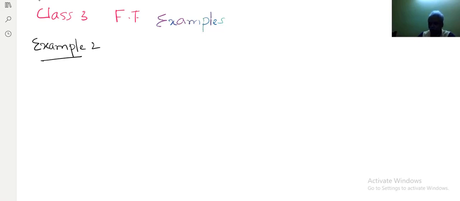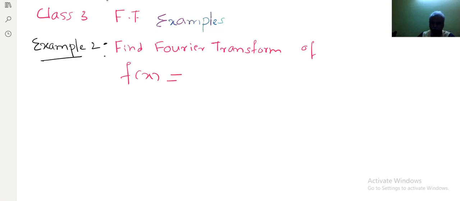Find the Fourier transform. Many times I will be using the short form FT. Find the Fourier transform of f of x equal to, it has two parts, either x or 0. It is x in the range mod x less than or equal to a. Outside this range it is 0.